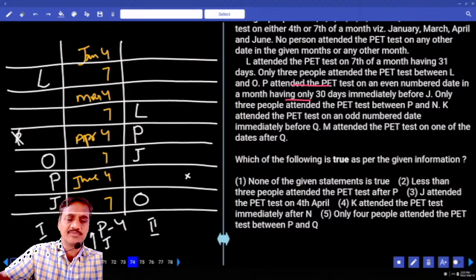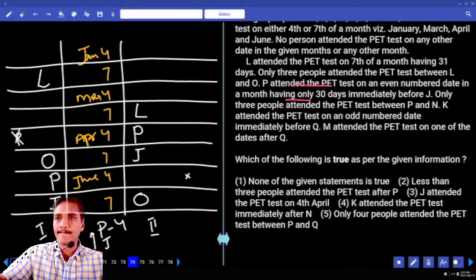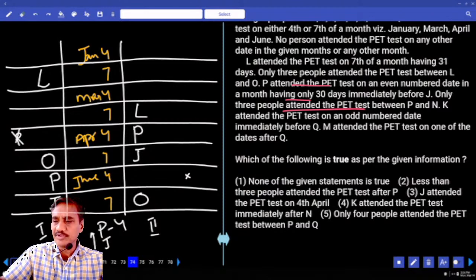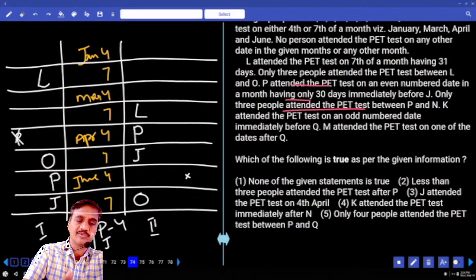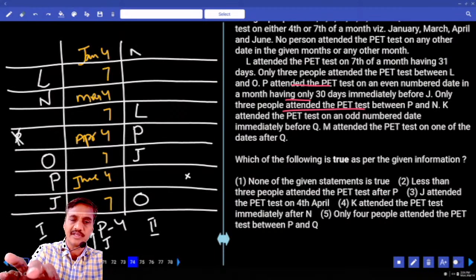Now 3 people between P and N, is it possible here? Is it working out? Now here, 3 people attend the PET test between P and N. P attends the test on an even number date, 30 days before J. Only 3 people between P and N. There must be exactly 3 people, isn't it? 1, 2, 3, N is here. And they get 3 people between P and N. Here, N must be at this place.